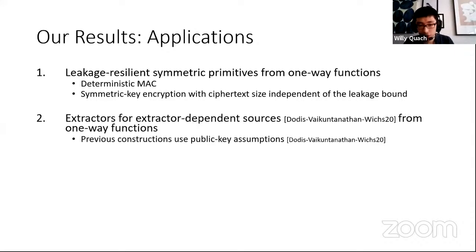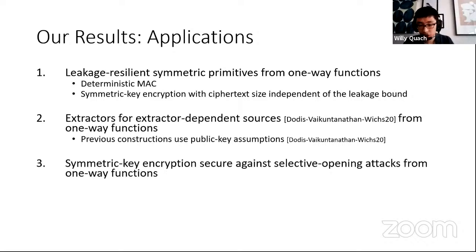Another application that we get is the construction of randomness extractors for so-called extractor-dependent sources from one-way functions, where previous constructions use public key assumptions. We also get a symmetric key encryption that is simulation secure against so-called selective opening attacks from one-way functions. So these are all applications from one-way functions.